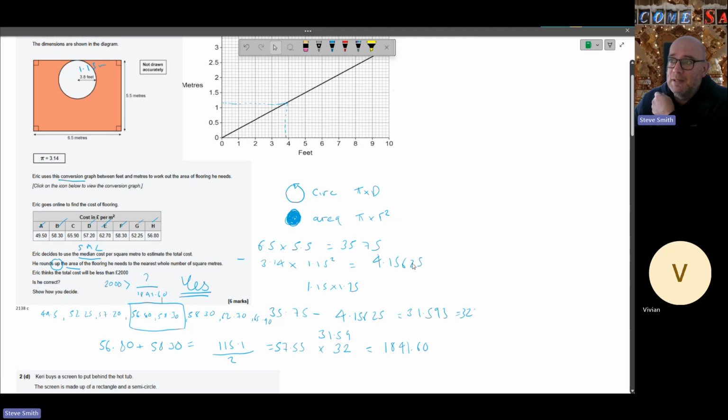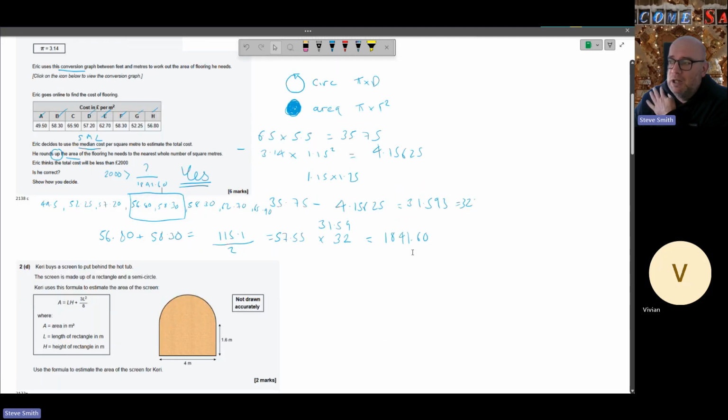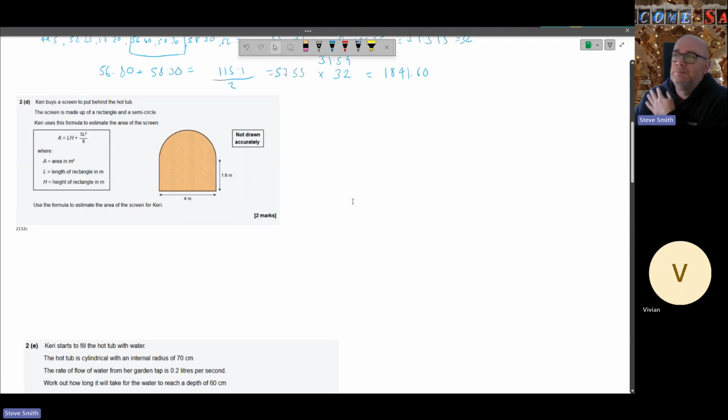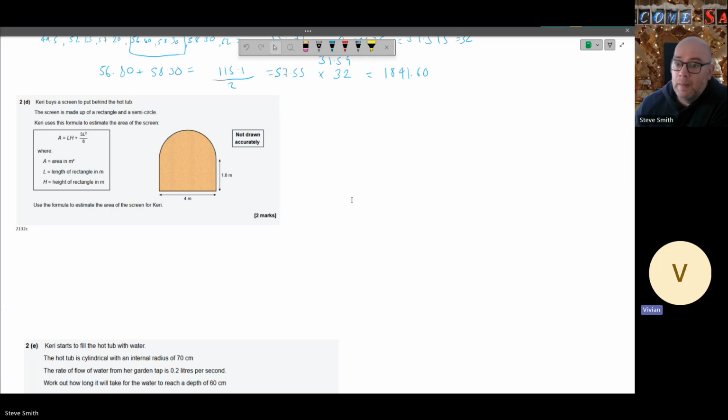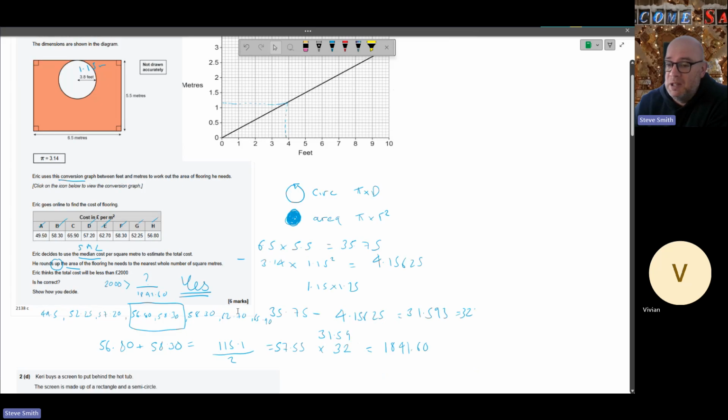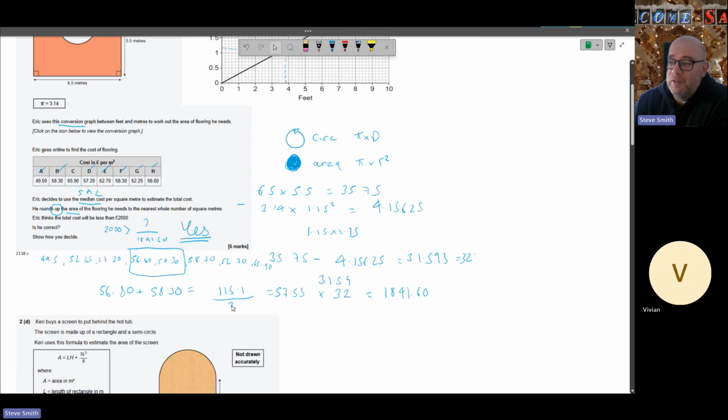That's the maximum amount of points you're going to get for any question on any exam with maths. Okay, Kerry buys a screen to put behind her hot tub. But it will take a lot of time too, isn't it? Oh yeah. For a 6-pointer, you can say, right, it's going to take me 10, 12 minutes. That's going to take me a long time. So yeah, they often have a 6-pointer.